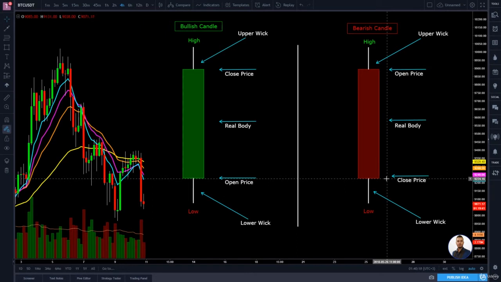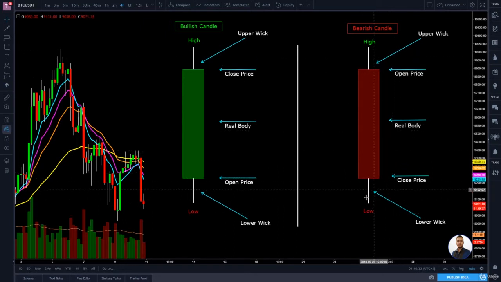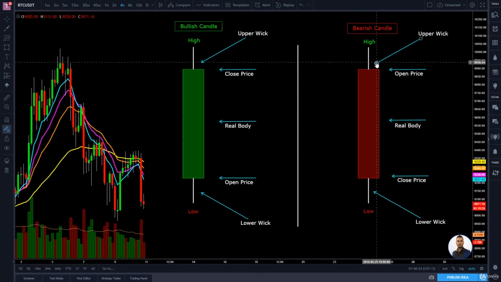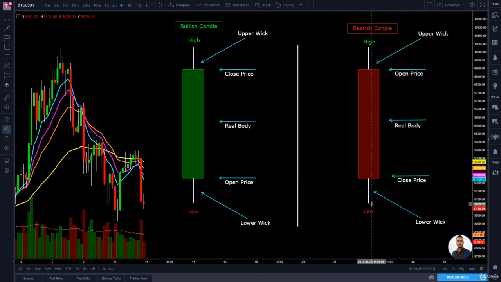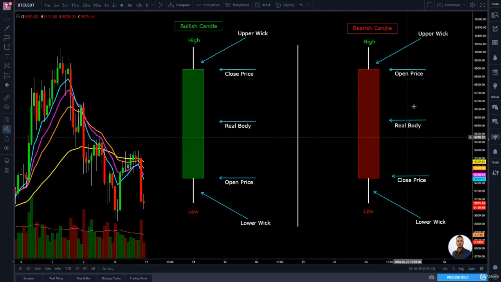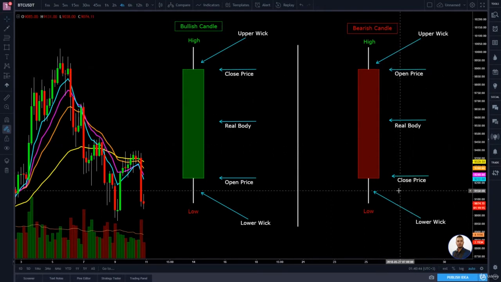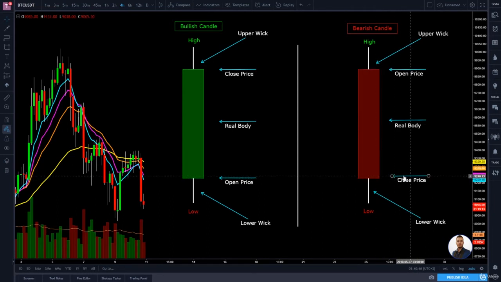The wicks of this candle also represent the highest and the lowest point of this candle. Here at the top, this wick shows the highest price where this candle was, and this wick right here on the bottom shows the lowest price where this candle was. Let's also assume that this candle had no wicks at all. In this case, the highest price of this candle will also be the open price, and the lowest price of this candle will also be the close price.